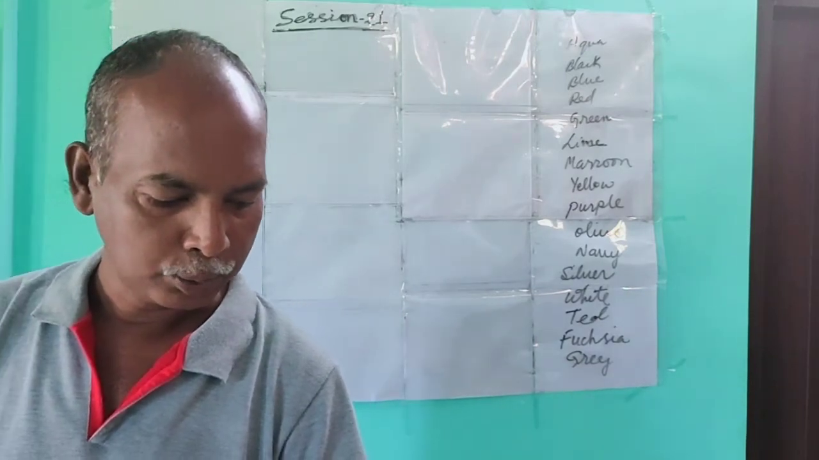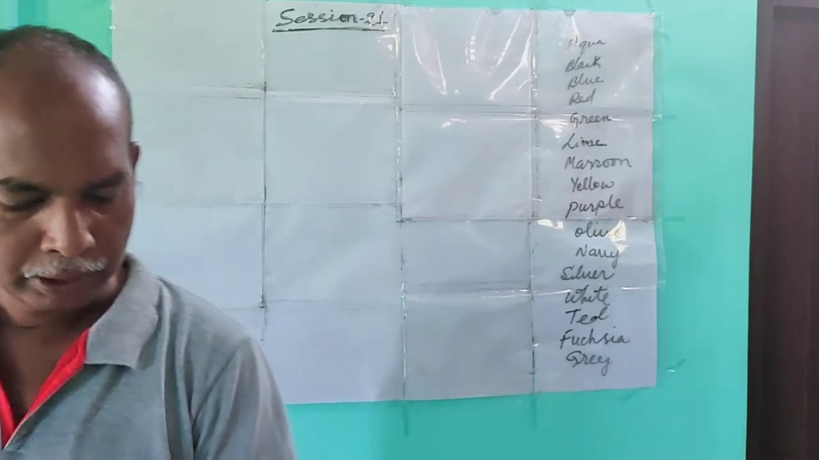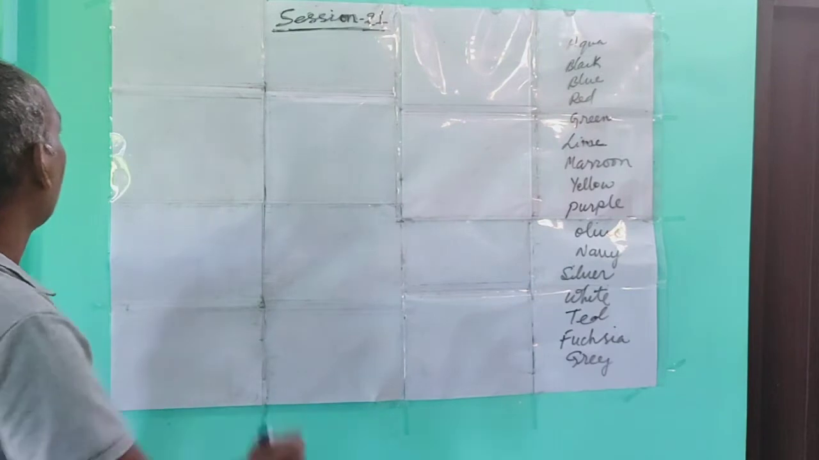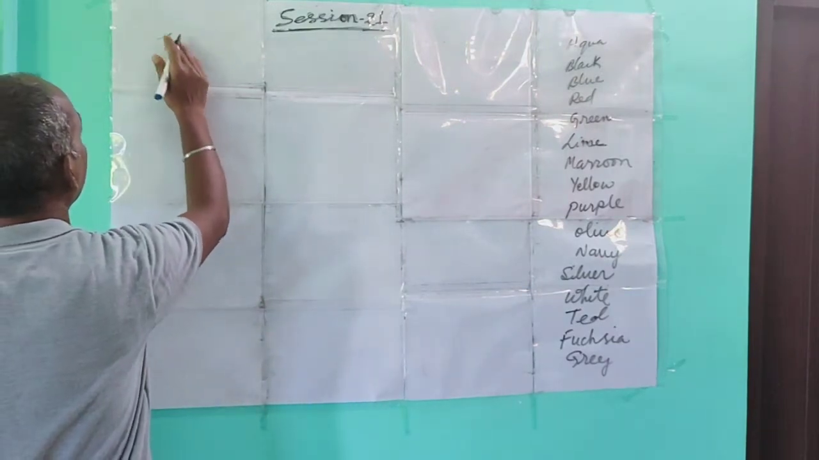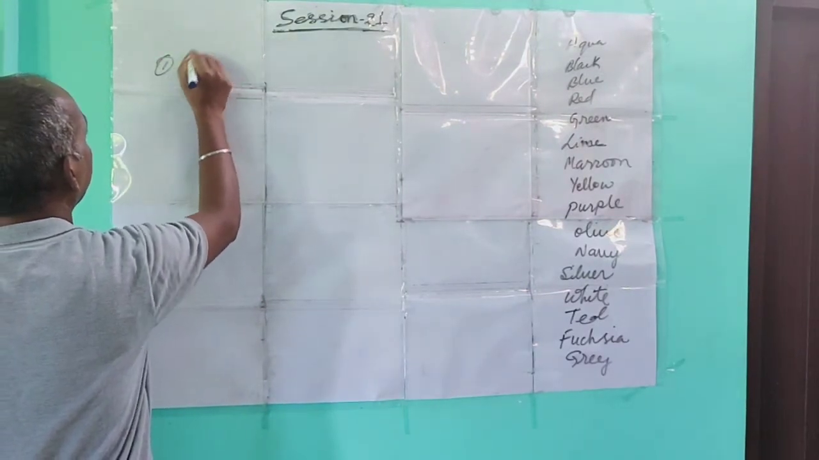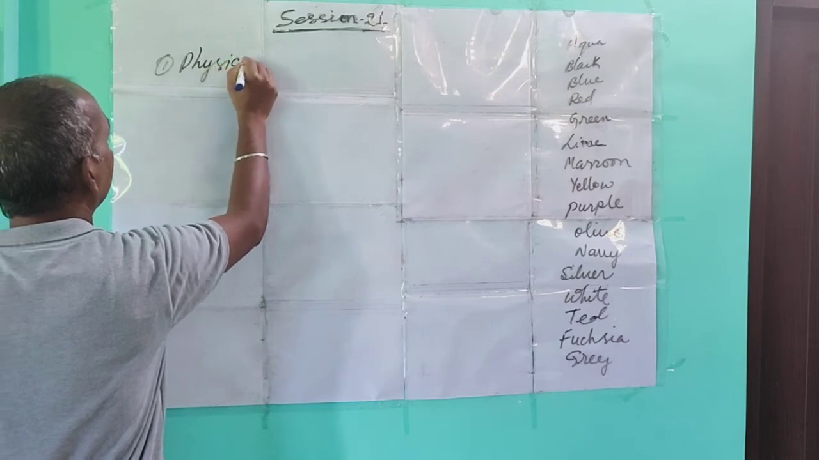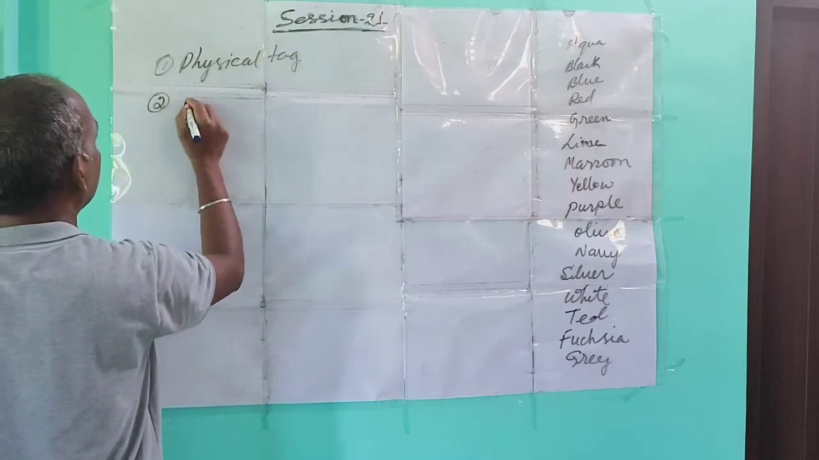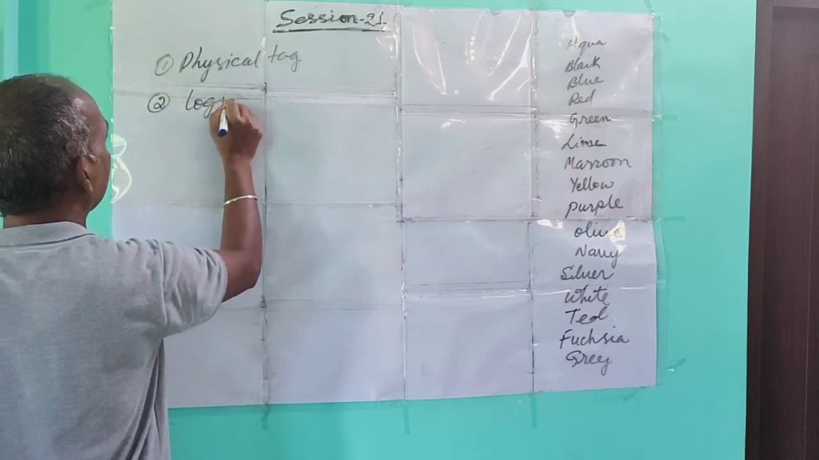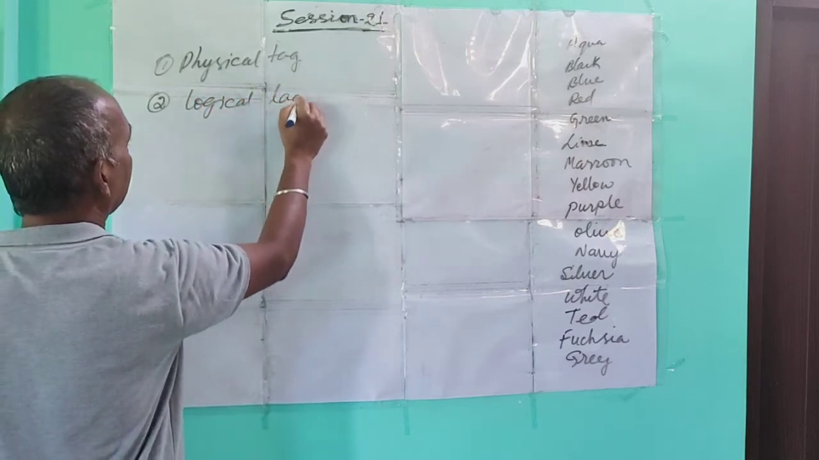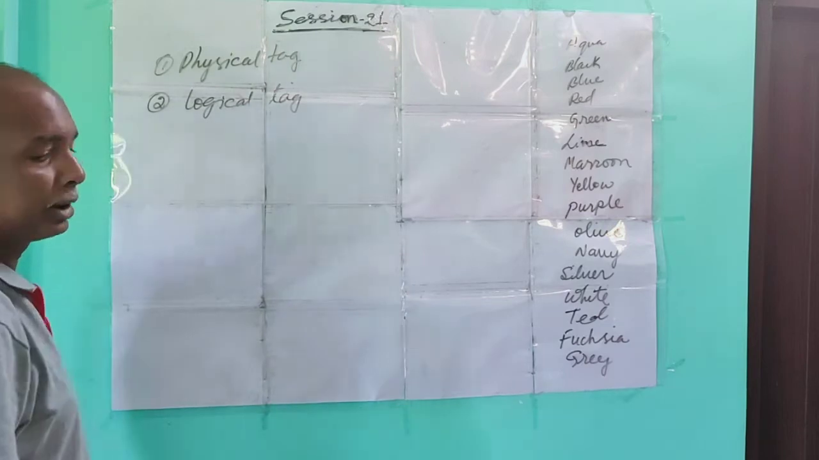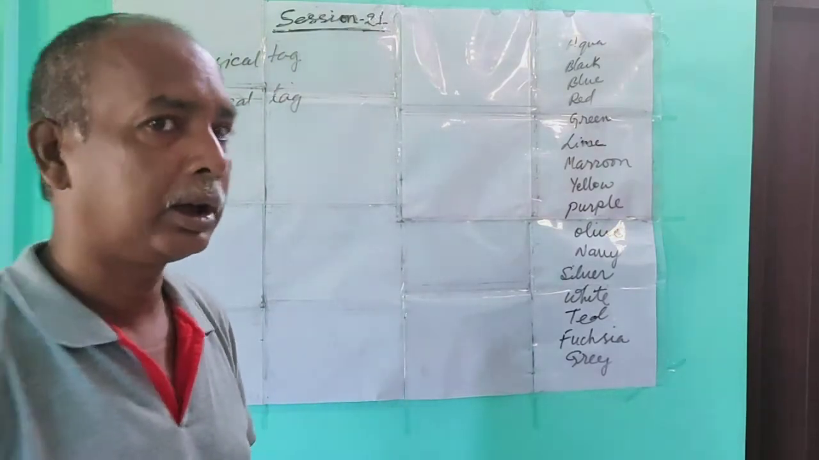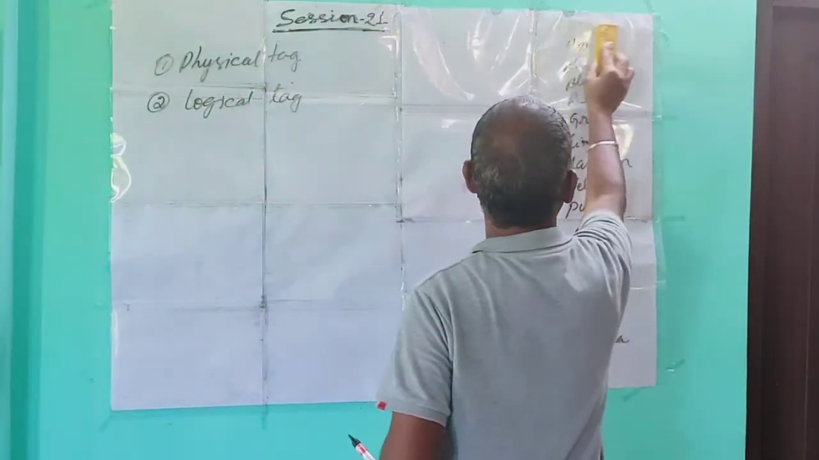in HTML there are two types of tag. One is called physical tag. The other one is called logical tag. So what comes under the physical and what comes under the logical tag?